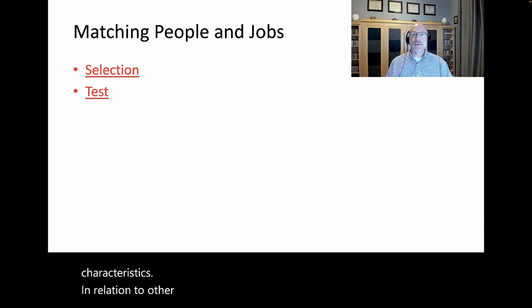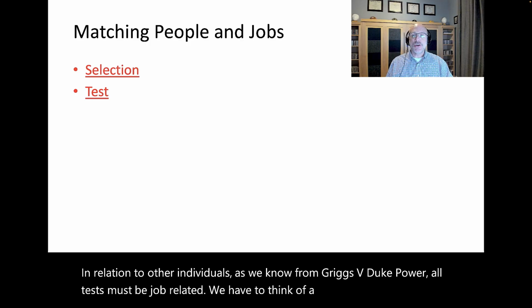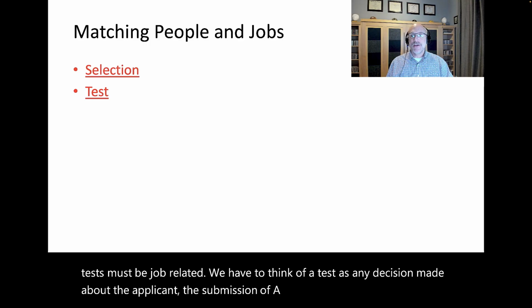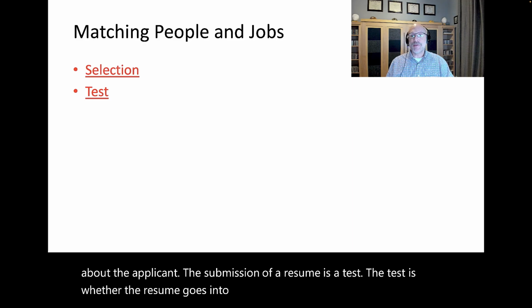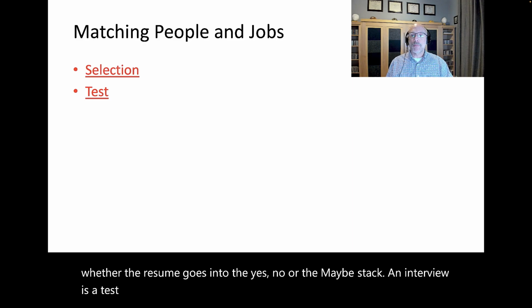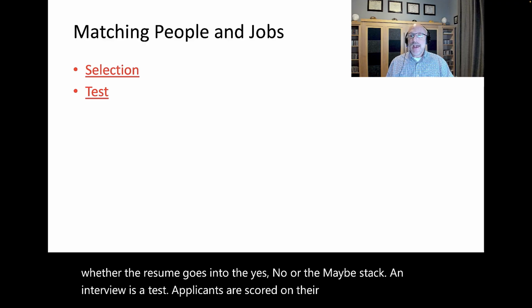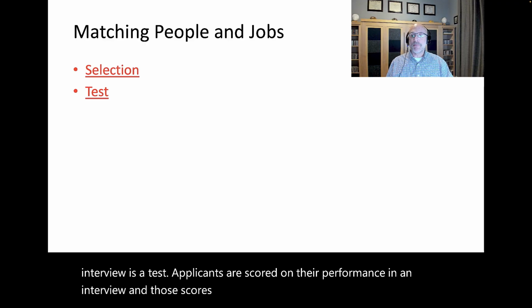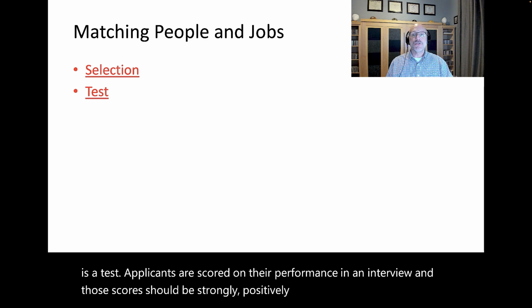As we know from Griggs v. Duke Power, all tests must be job-related. We have to think of a test as any decision made about the applicant. The submission of a resume is a test. The test is whether the resume goes into the yes, no, or the maybe stack. An interview is a test. Applicants are scored on their performance in an interview, and those scores should be strongly positively correlated with later job performance.